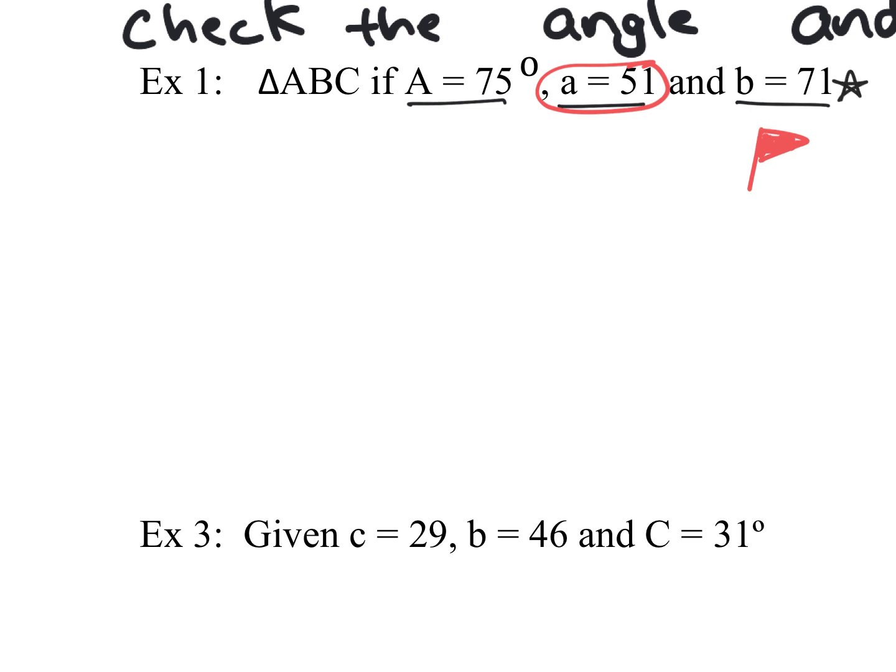So right now I'm worried that something might go wrong. So I'm going to proceed. I'm going to use the law of sines here. I'm going to set this up. Well, I need to find angle B.